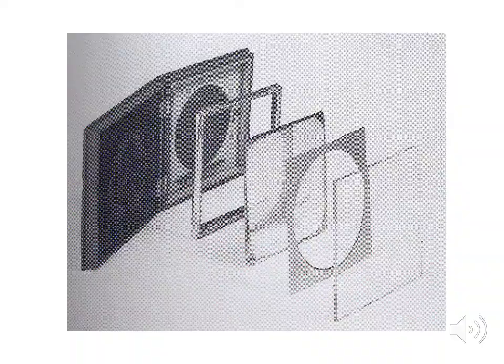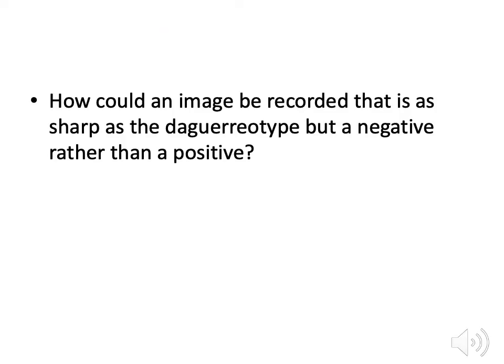The question is, how could an image be recorded that is as sharp and clear as a daguerreotype on that metal sheet, but as a negative that you can make more than one print from, rather than a positive? The Talbot process created a negative, but it wasn't as sharp.